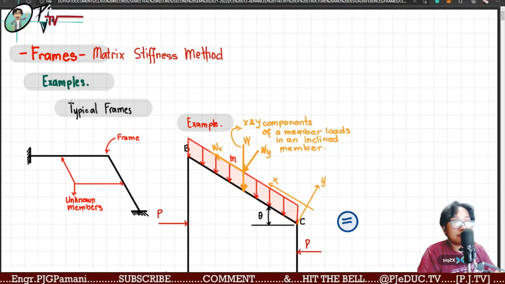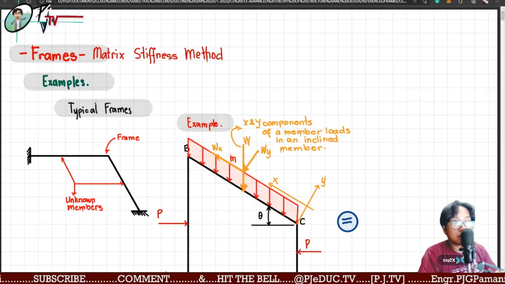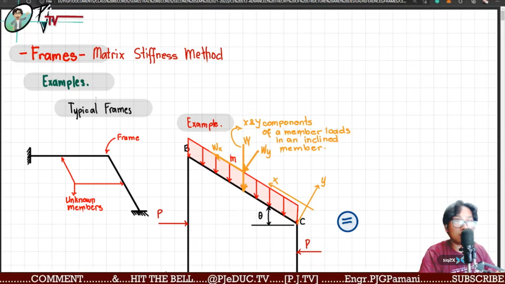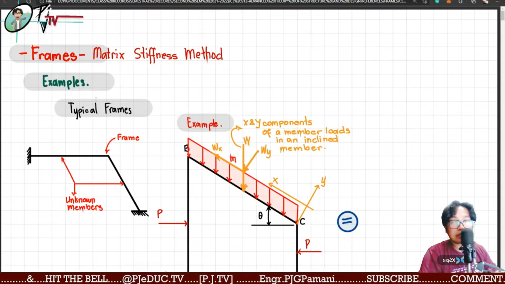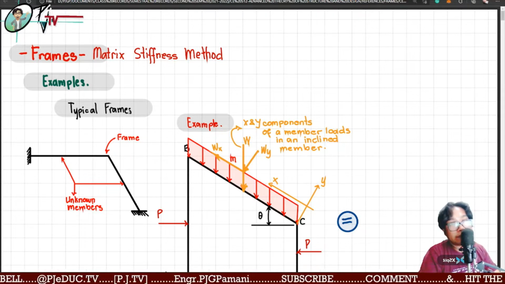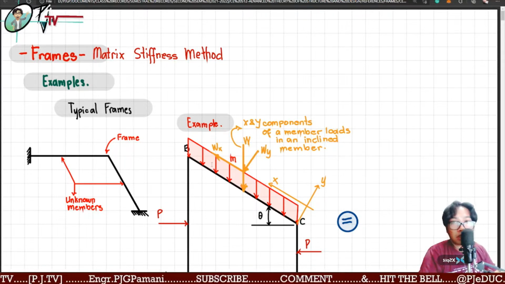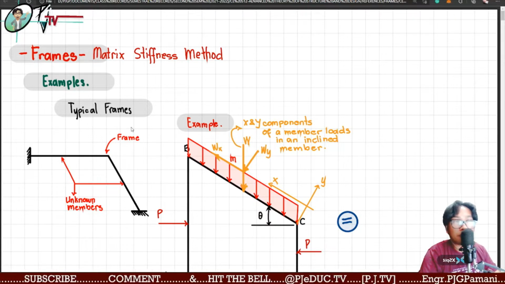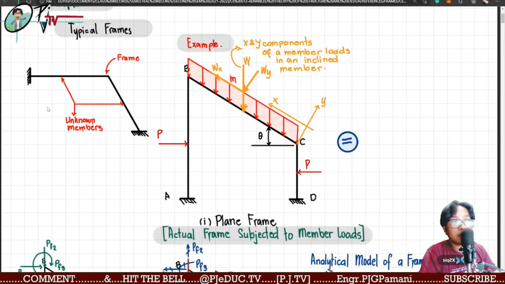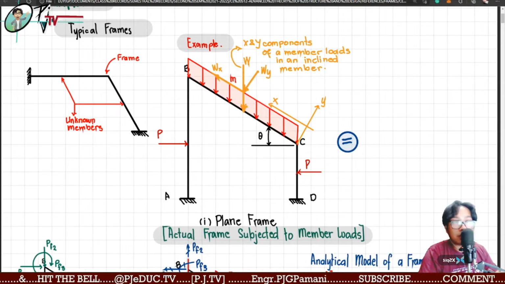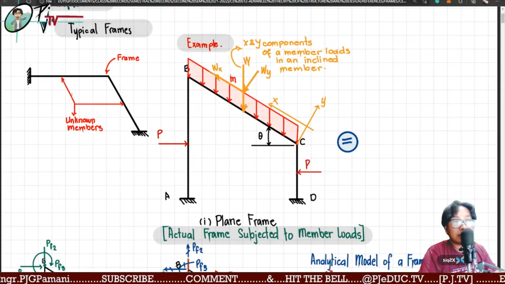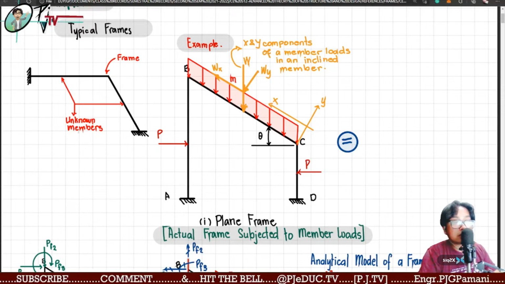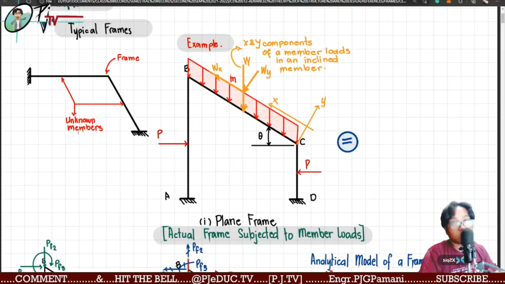So, matrix stiffness method. Another method of analysis is the approximate method on matrix stiffness, but we will only be covering the conventional method of matrix stiffness analysis on frames. Just like what we have here is a typical frame, with two members having two fixed supports, such as shown here, which has unknown members, either with an applied load or applied external joint loads.